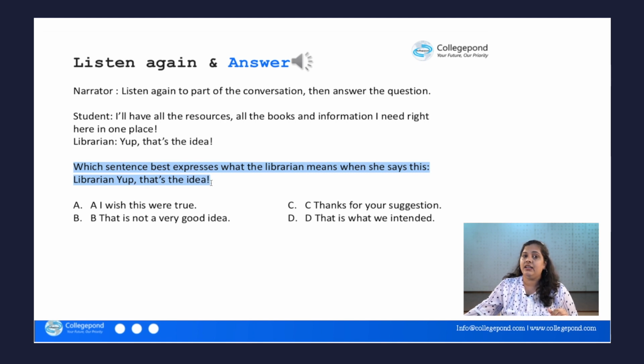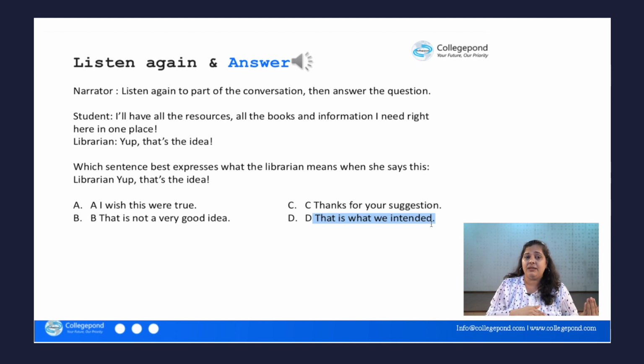Which sentence best expresses what the librarian means when she says this? Yup, that's the idea. Was she saying that I wish that was true? Or was she saying that's not a very good idea? I don't think so. She actually meant, yes, this is what we actually intended, right? Because the whole conversation is about that. You can get that from the context. So you don't really need to think about such questions. It's all about just the fact that she's agreeing.